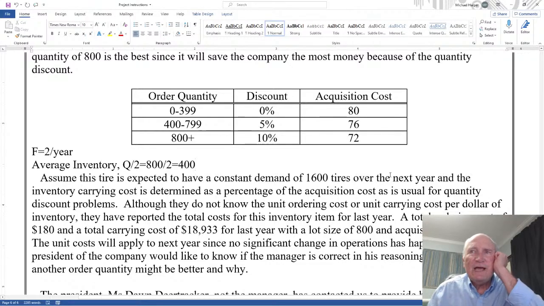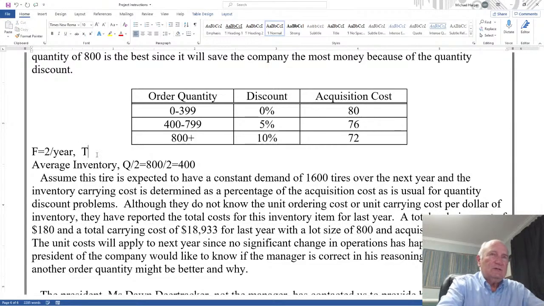Okay. Well, down here it says a total ordering cost of 180, a total carrying cost of 18,933 for last year with a lot size of 800, an acquisition cost of 72 up here. And so right here, let me say this. Total ordering cost for last year was 180.